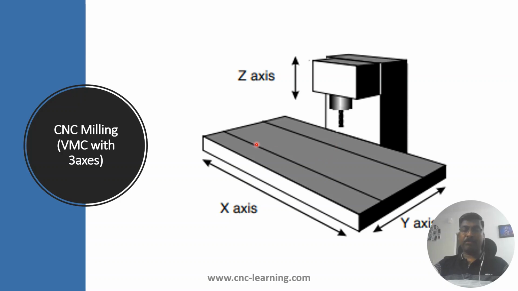And a VMC, the directions which we have already seen, so this is X axis, which is the horizontal axis of the operator, and spindle axis is Z axis, and the perpendicular axis is Y axis.